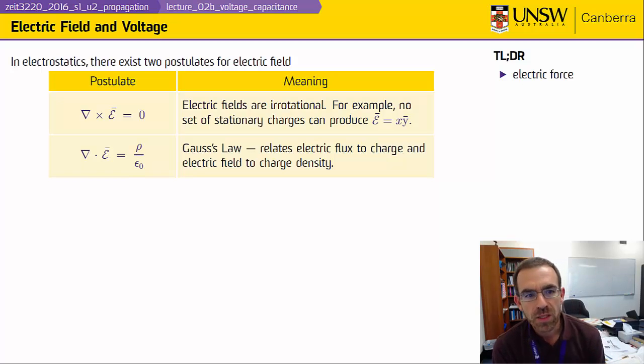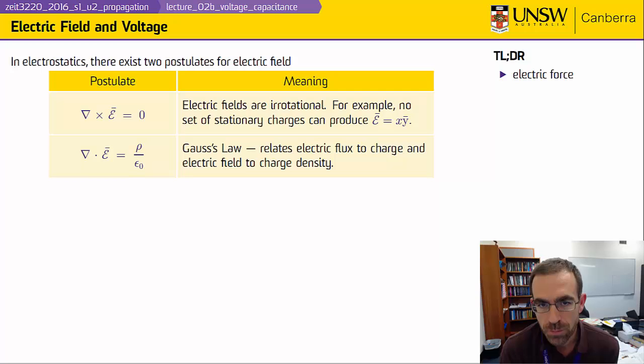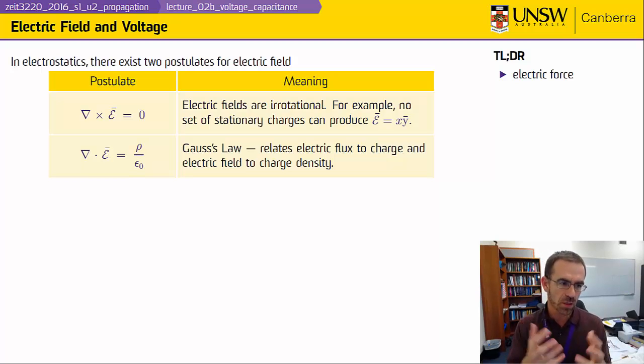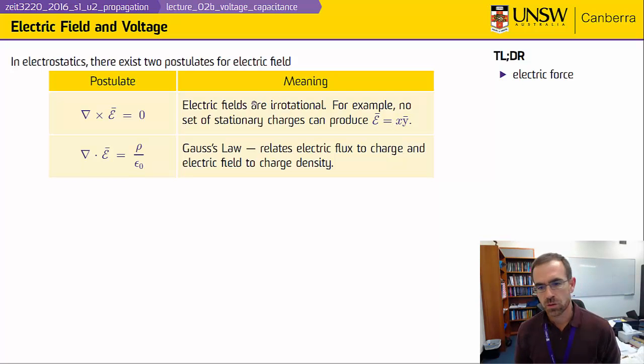There are two fundamental postulates that we're going to exploit in dealing with electrostatics. These are postulates that can't be deduced from other postulates, so they're just basic principles on which we're going to build the rest of our theory. The first is that the curl of the electrostatic field is equal to zero. It means that the electric fields are irrotational, and we're going to find out what the physical consequences are for that in just a second. And here's an example of a non-irrotational field. Right? So you can't produce a field like this in electrostatics.